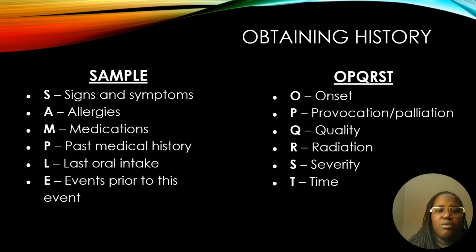Next, we're going to be looking at radiation. Does this pain move anywhere? Do they feel pain in any other place? Sometimes they have chest pain, but it radiates to the jaw or to the left arm. So that's a good indication that our patient may be having an MI.